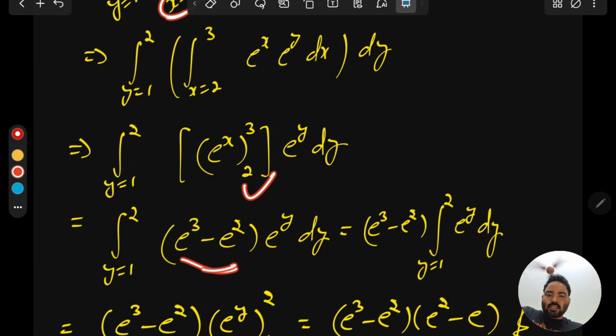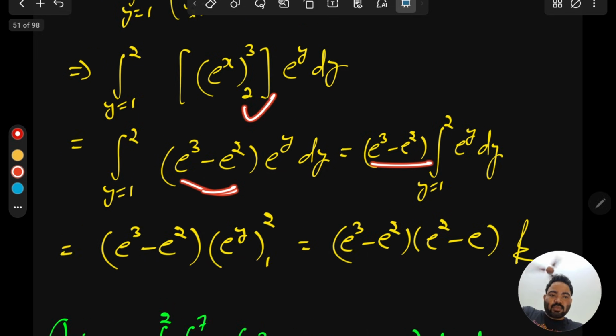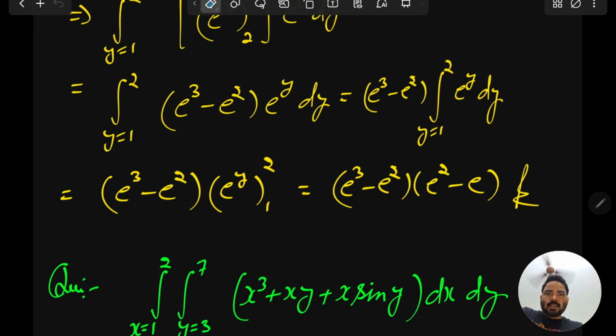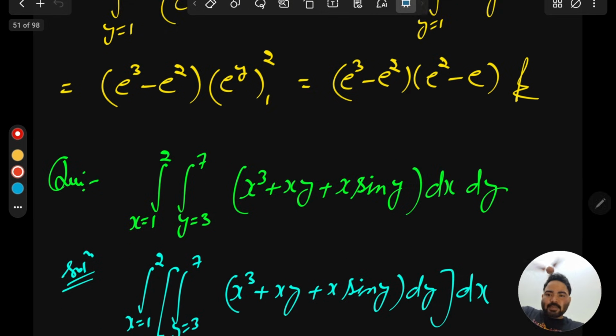After that, the remaining part is a constant, just take it outside and do the integration with respect to y. The integral of e to the power y is e to the power y. Just put the limit and you get the desired answer. Leave it here, we don't need to solve more than this, because we are interested in the concepts, not the hardcore theory. And this is the question.